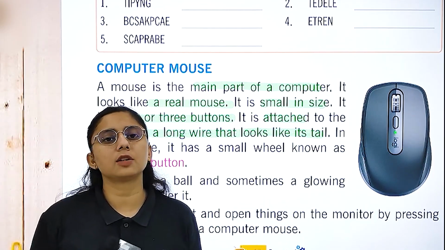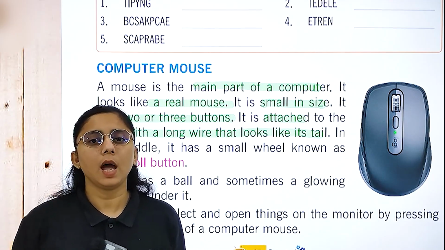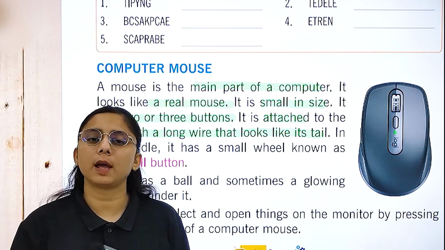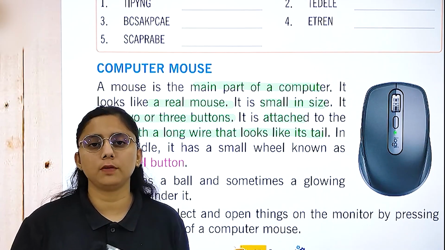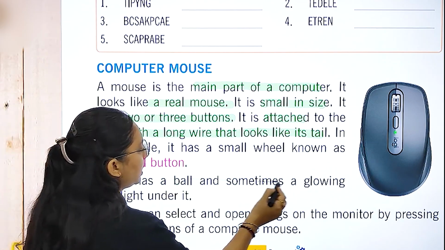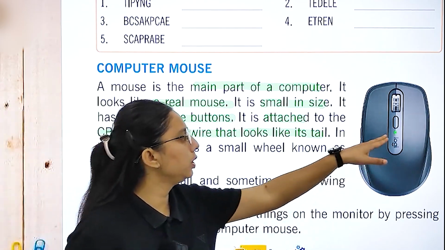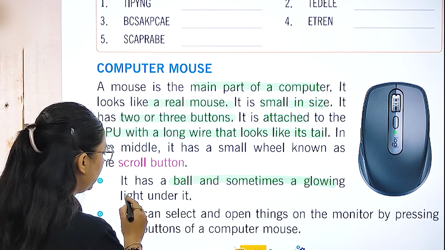And in the middle, it has scroll. How it looks like? It looks like a mouse. And it is attached to a CPU through a wire. It has 2 or more than 2 keys. And in between, there is a scroll. Next is, it has a ball and sometimes a glowing light. Such a ball is there and a glowing light is also there here. Ball and sometimes a glowing light under it.